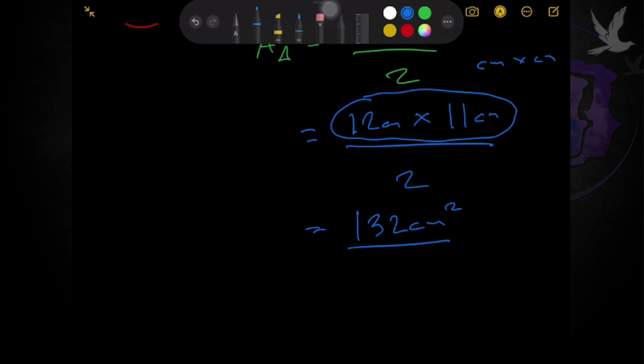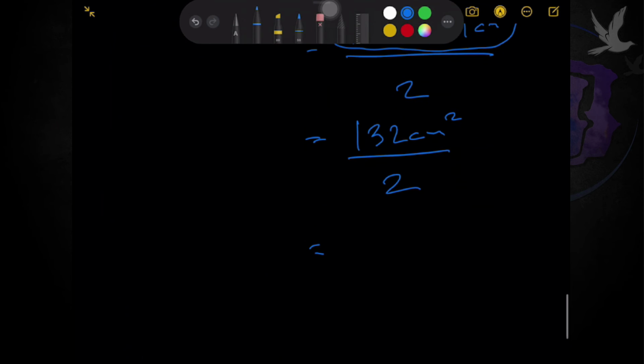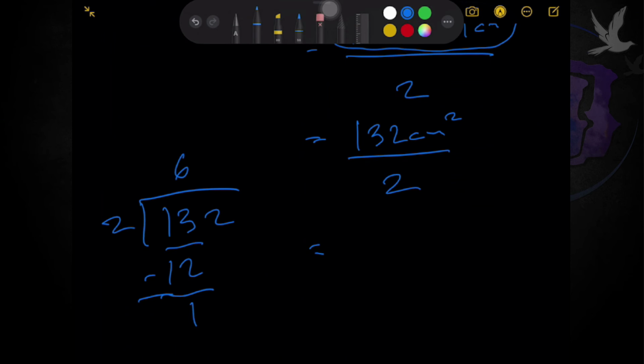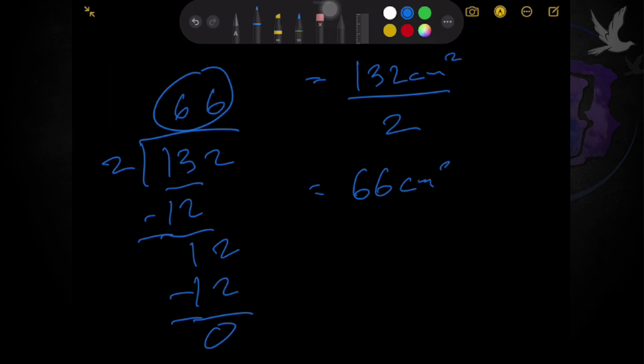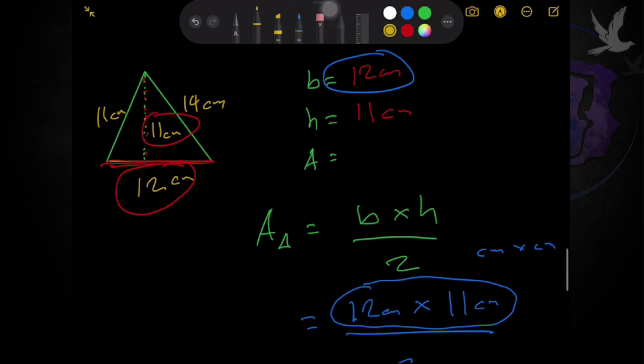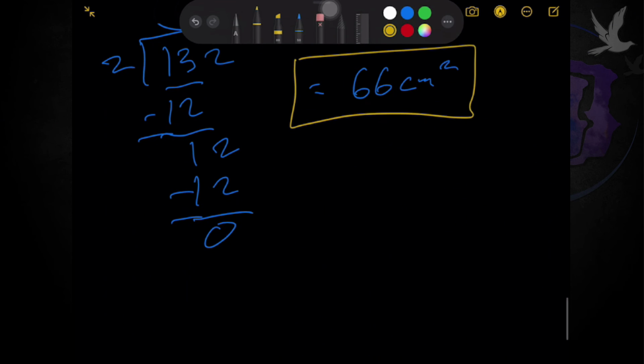And from here, we have divided by 2. So, just solve it. 132 divided by 2. 13 divided by 2 is 6. 12, 1, 2, 6 again. And no remainders. So, our answer here is 66. The final answer is 66 centimeter squared. Okay, that's the area of the given triangle. So, another example.